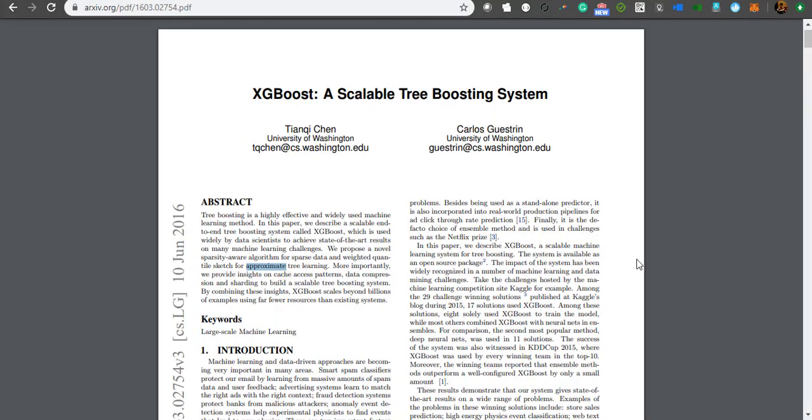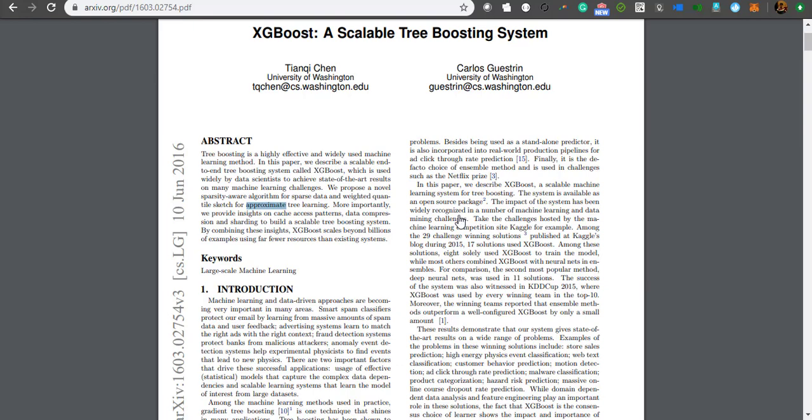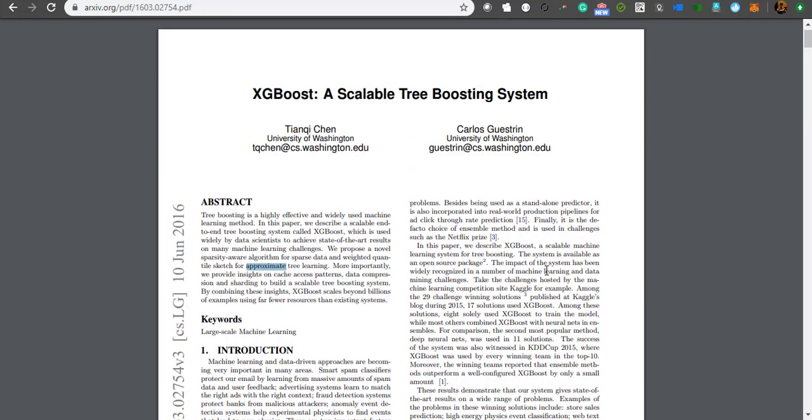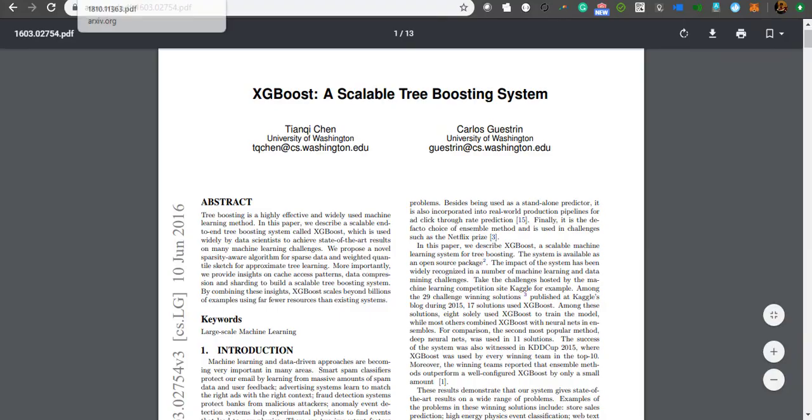Then in 2016, Chen and Guestrin at the University of Washington came up with XGBoost, which is short for extreme gradient boosting. They made the original algorithm faster, and sometimes we get better results as well. So that was the idea behind XGBoost. It is the same algorithm but more scalable, and we get better results in many cases. Okay, so that's what they say. Let's see in the abstract: XGBoost scales beyond billions of examples using far fewer resources than existing systems. So that is the idea behind XGBoost.